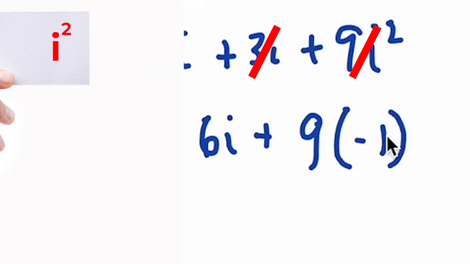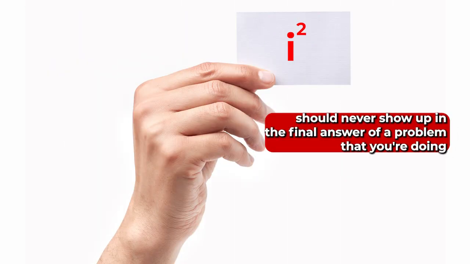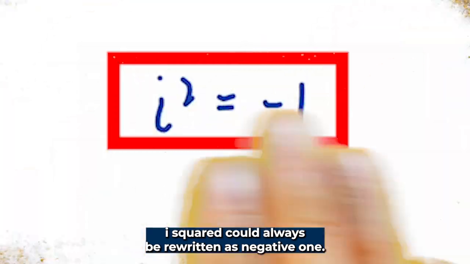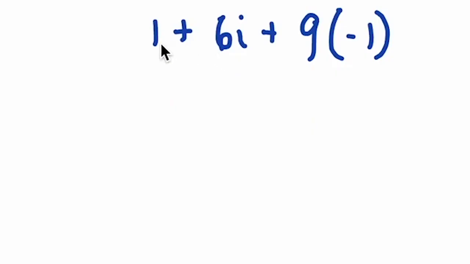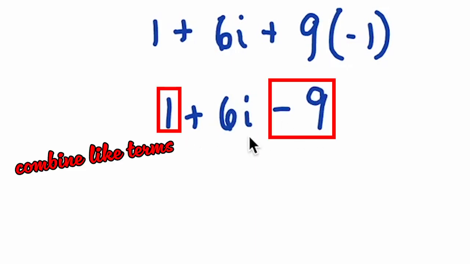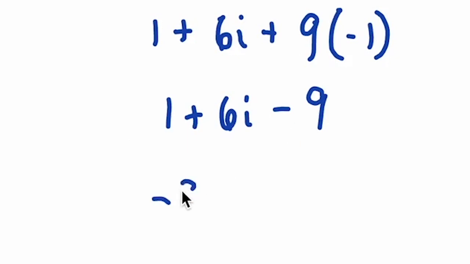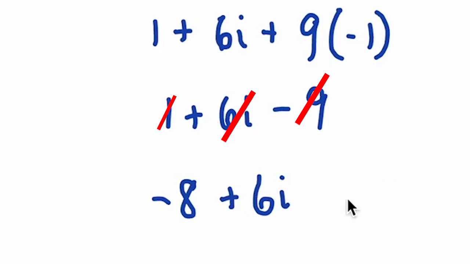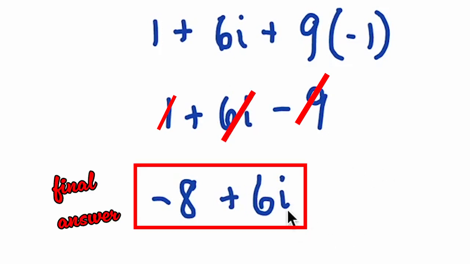And that's important because i squared should never show up in the final answer of a problem that you're doing, because i squared could always be rewritten as -1. So this is really 1 + 6i + 9 times -1, or in other words, 1 + 6i - 9. And if I do the 1 minus the 9, those are my like terms here. 1 minus 9 is -8 for those two terms, and I've still got that 6i hanging out there after the fact. So my final answer simplifies down to -8 + 6i.